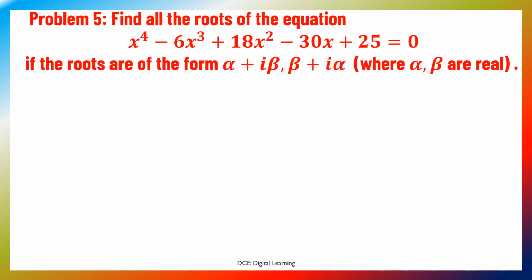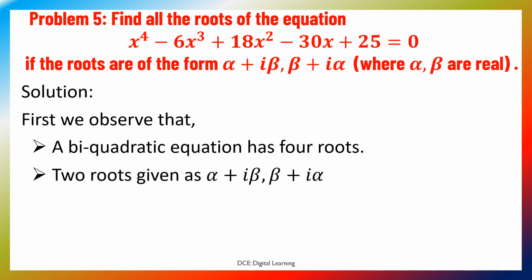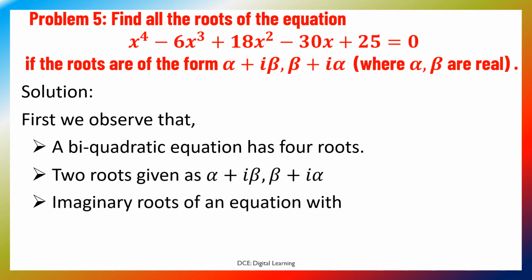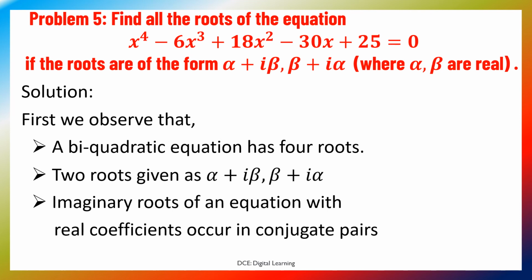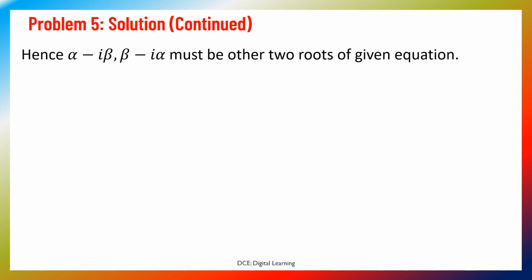Problem 5. Find all the roots of the equation x^4 - 6x^3 + 18x^2 - 30x + 25 = 0 if the roots are of the form α + iβ, β + iα, where α, β are real. Solution. First, we observe that a biquadratic equation has 4 roots. Two roots are given as α + iβ, β + iα. Imaginary roots of an equation with real coefficients occur in conjugate pairs. Hence, α - iβ, β - iα must be the other two roots of the given equation.